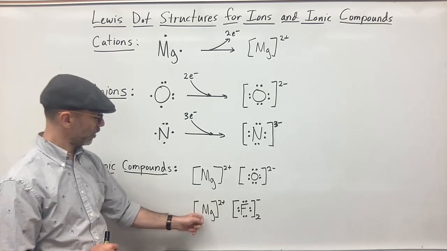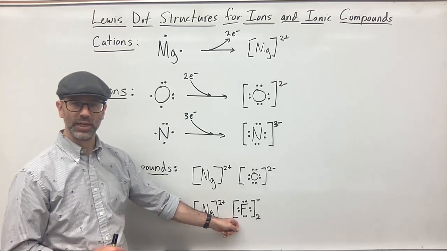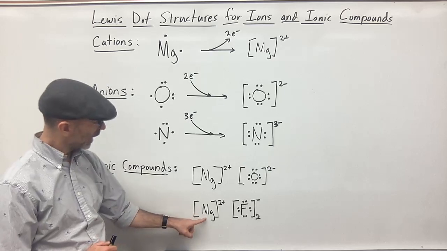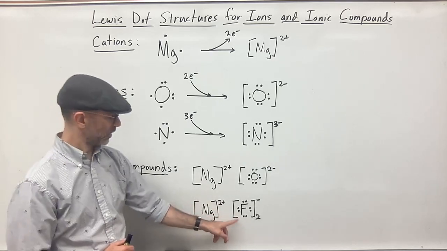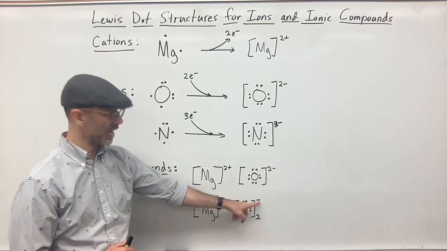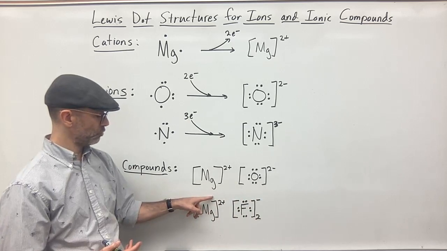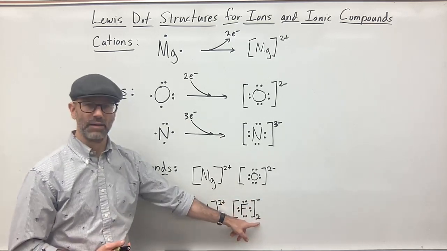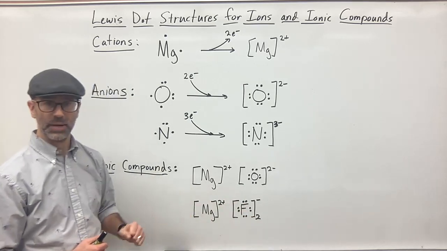For this one, you have a magnesium ion and a fluorine ion, or a fluoride ion. Again, magnesium has a 2 plus charge, but the fluoride ion with its full octet has a negative 1 charge. So in order to balance the positive 2, you need 2 fluoride ions. Therefore, we have the subscript 2 there. So that's now a balanced compound.